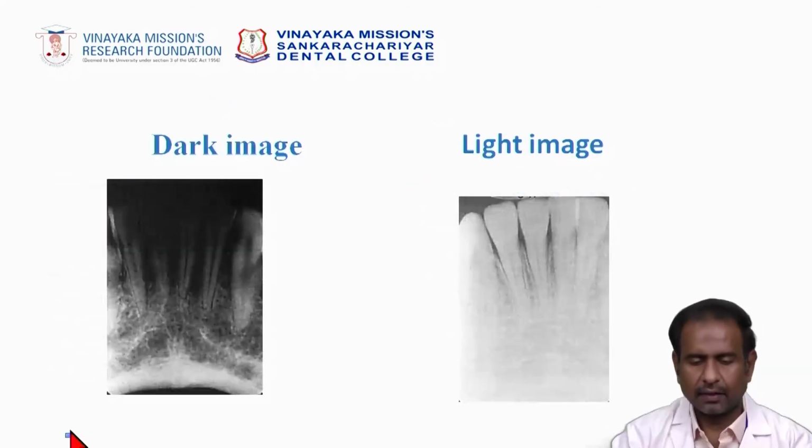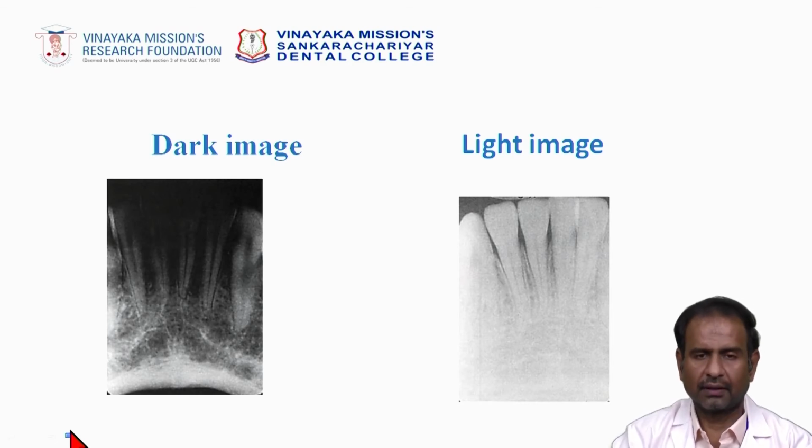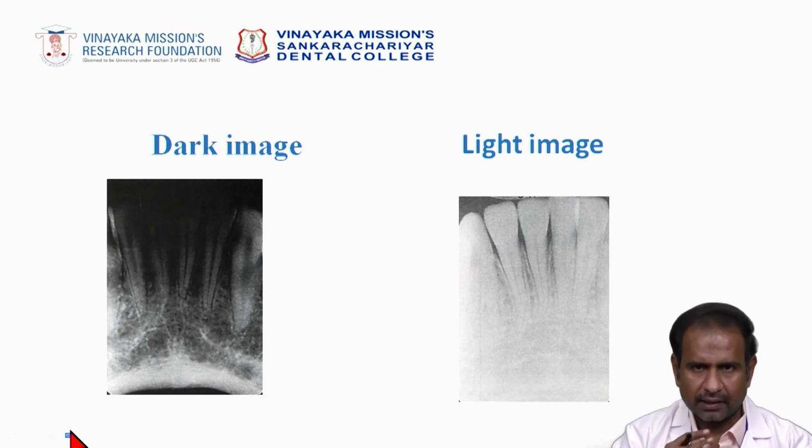So first is the dark image. A dark image occurs due to prolonged developing time. If you keep the X-ray film in the developer solution longer than the normal time, the dark image will occur. The light image is caused by prolonged fixing time. If the fixing time is prolonged, the light image will occur. If the developing time is prolonged, the dark image will occur.